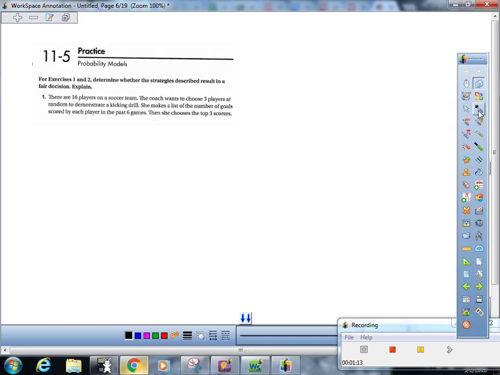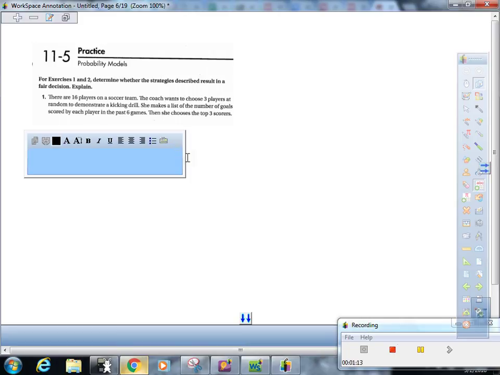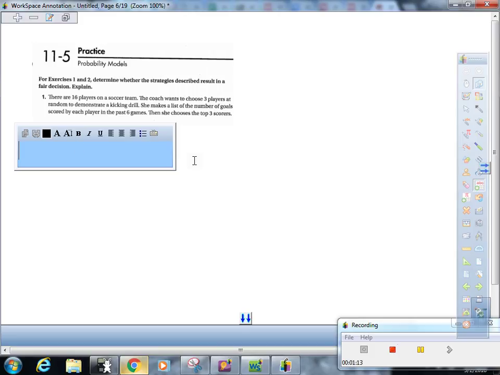So, number one, there are 16 players on a soccer team. The coach wants to choose 3 players at random to demonstrate a kicking drill. She makes a list of the numbers of goals scored by each player in the past 6 games. She chooses the top 3 scorers. It wants us to determine whether the strategies described result in a fair decision. Well, what was the goal of this? To pick 3 players at random. Which players did they pick? The top 3 goal scorers.